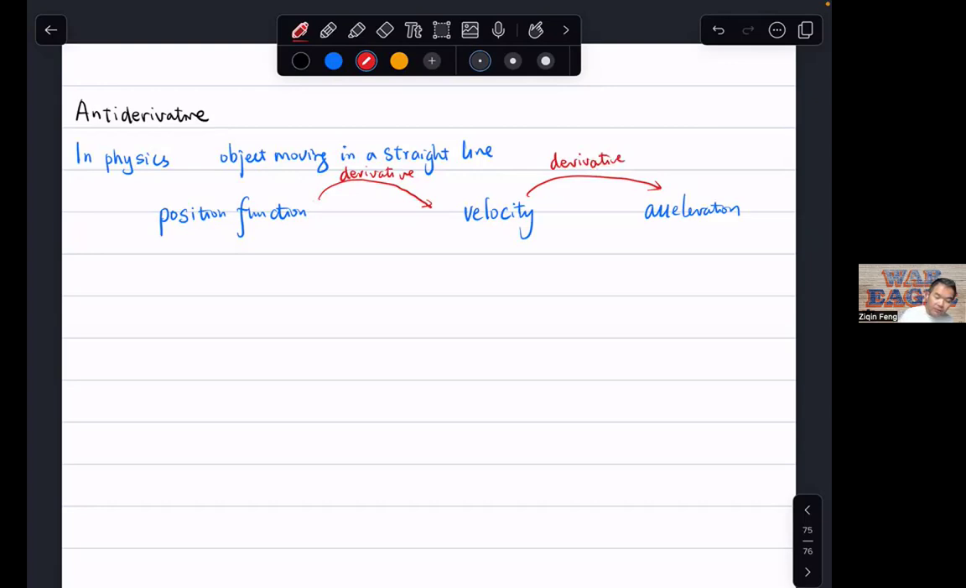So going from acceleration to velocity, this direction is called antiderivative. Going from here to here is also called antiderivative. Okay, so let's write down an official definition for the antiderivative.